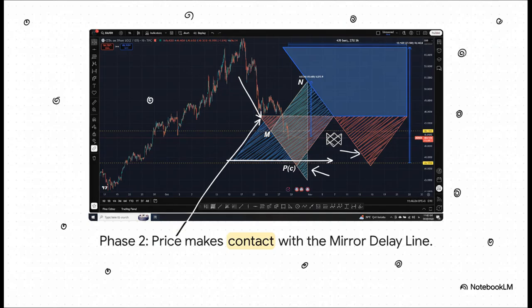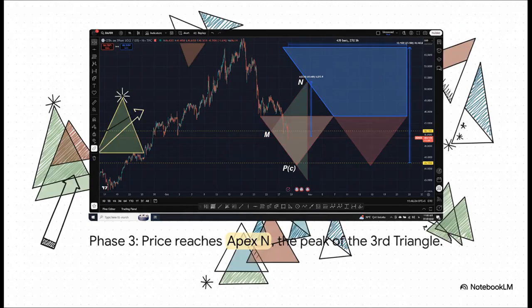So what exactly is phase 2? It's defined by a very specific visual event. As you can see highlighted right here on the chart, it's the exact moment the price action makes contact with this diagonal line, which the model calls the mirror delay line. And moving right along, we get to the next step. Phase 3 is documented to happen when the price manages to reach Apex N. This point, as you can see, is the very peak of that third triangle structure on the chart.